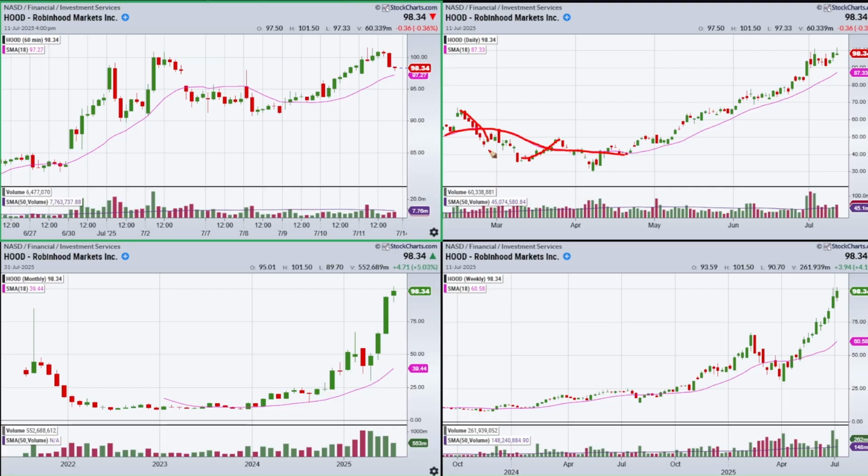Since we broke it back here in February, we tried to get above, but it was declining, and then came back, tried to get above, but it was declining. And then look at what happens here. We pull back, we make a move, and then we pull back and we hold this line.